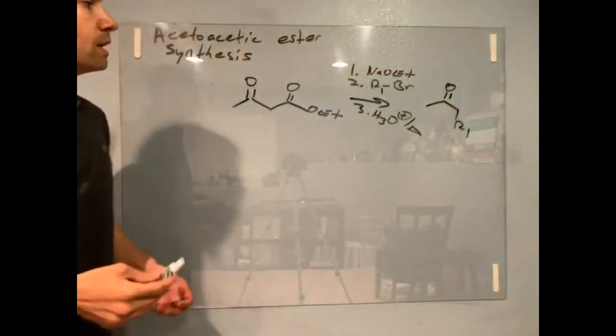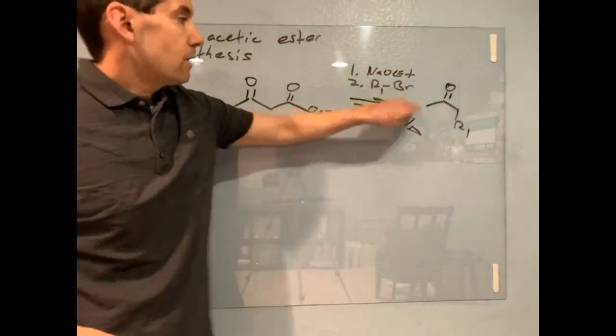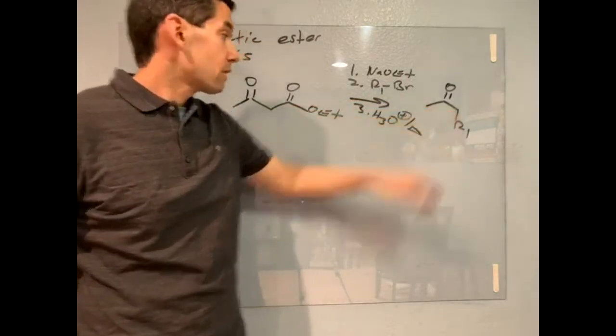R1 group there. So it's a nice way to take our alkyl halide and add a methyl ketone to it, right? It's a great way of doing that.